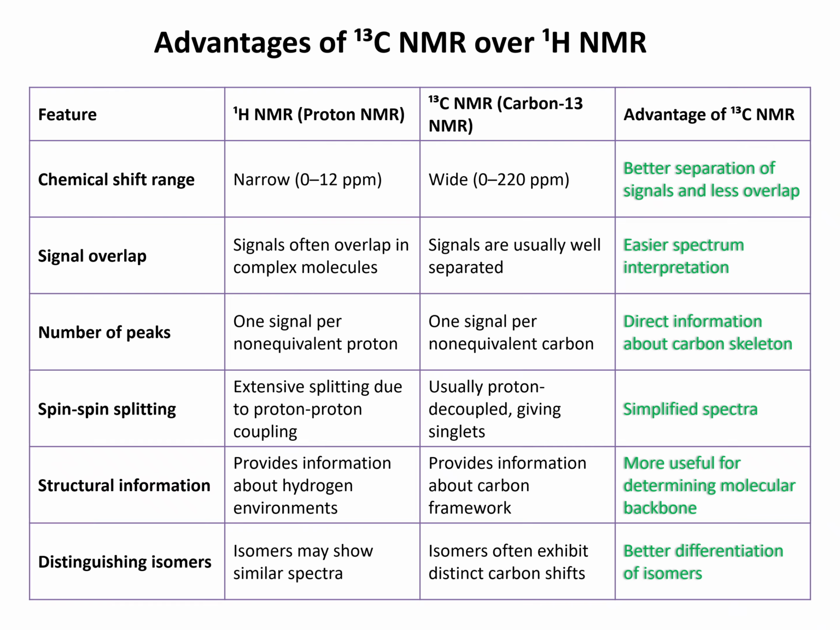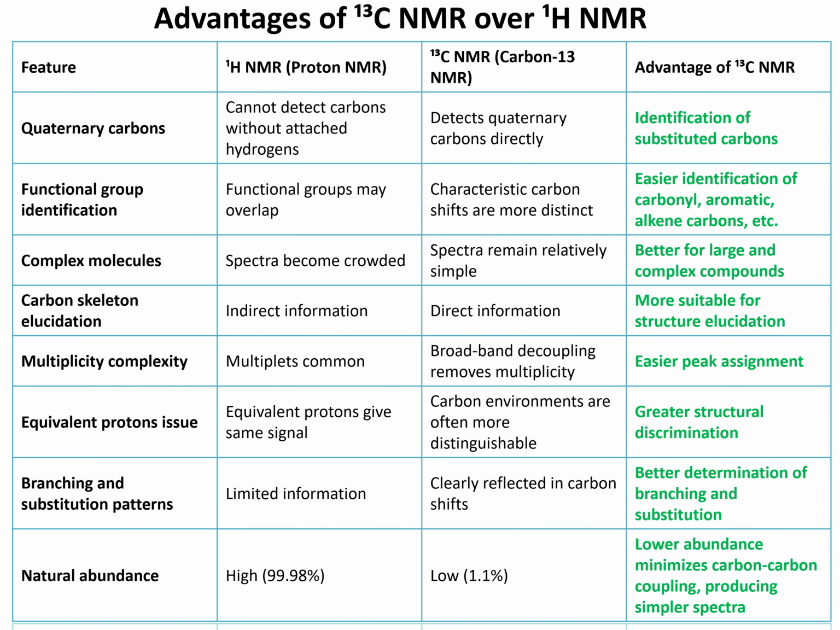Better separation of the signals and less overlap because it covers a wider range. Then signal overlap, easier spectrum interpretation, and direct information about the carbon skeleton can be found by carbon NMR. Then simplified spectra, more useful in determining the molecular backbone, and better differentiation of isomers. Then quaternary carbon, identification of substituted carbon. Then functional group identification, easier identification of carbonyl, aromatic and alkene carbons.